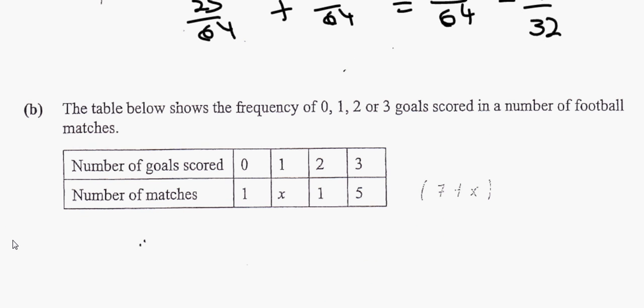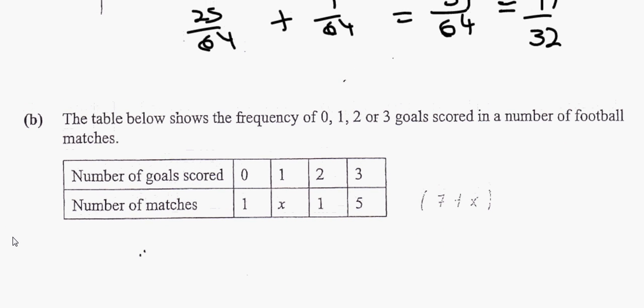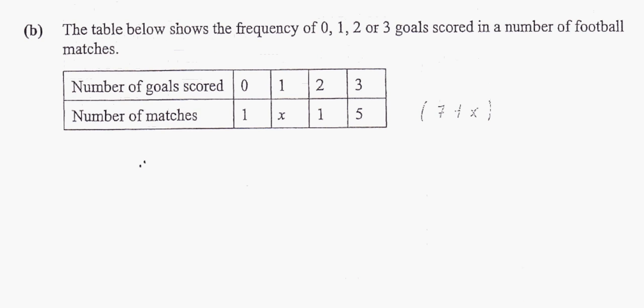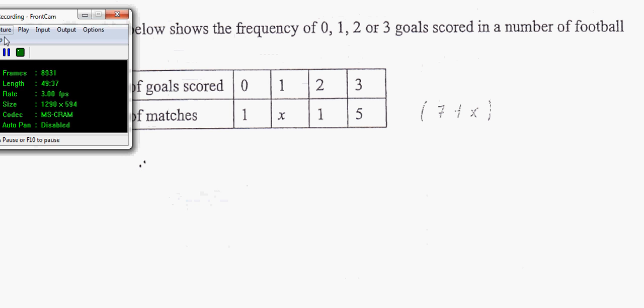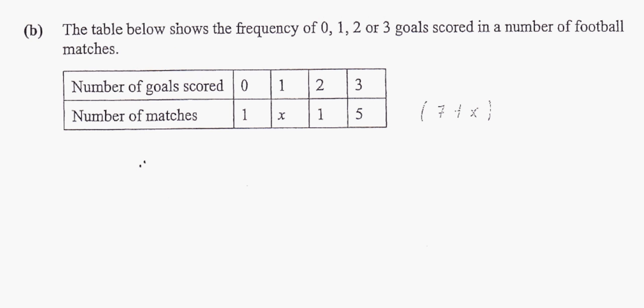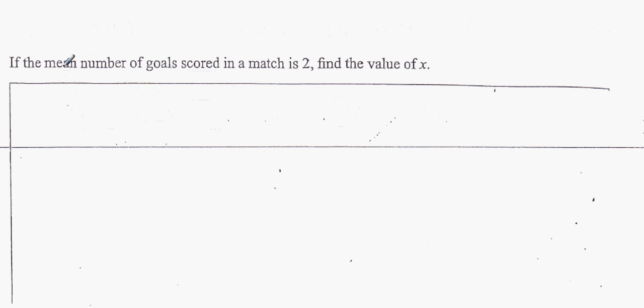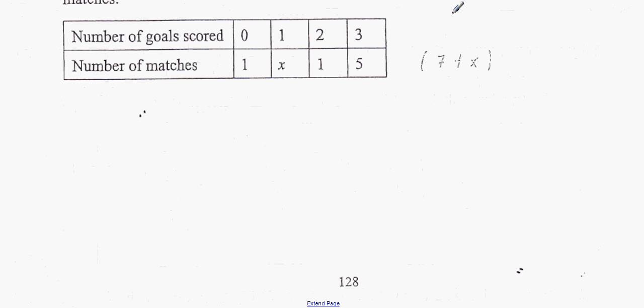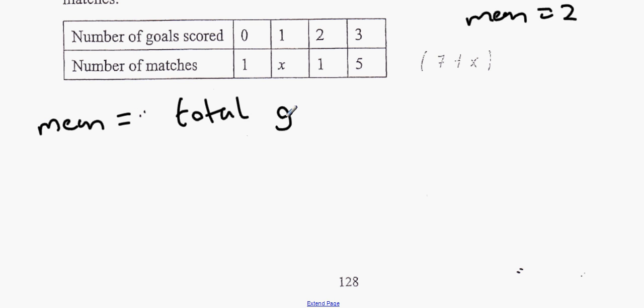The table below shows the frequency of 0, 1, 2, 3 goals scored in a number of football matches. Okay. So the first question says, if the mean number of goals scored in a match is 2, find the value of x. Okay, so what the mean is, the mean is 2. Okay, so mean equals 2. Now, mean is the average. Mean equals total goals scored, total goals divided by number of matches.